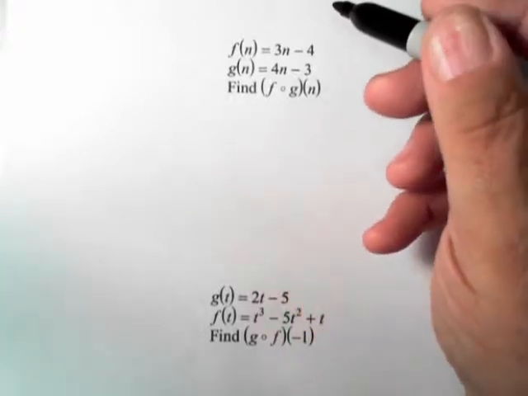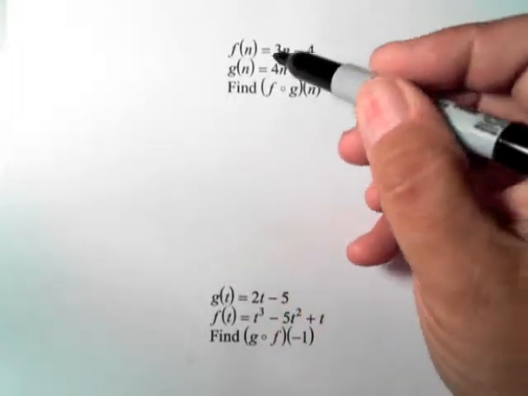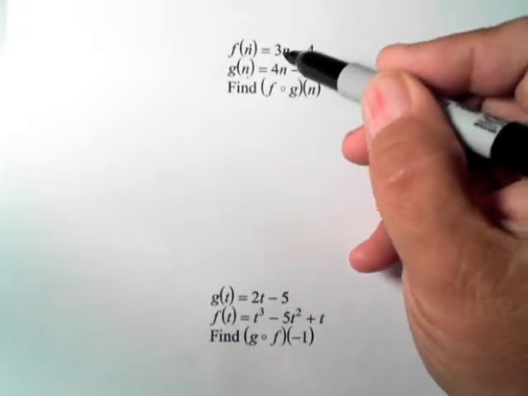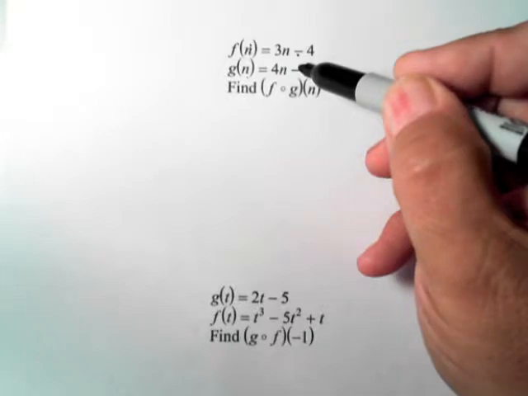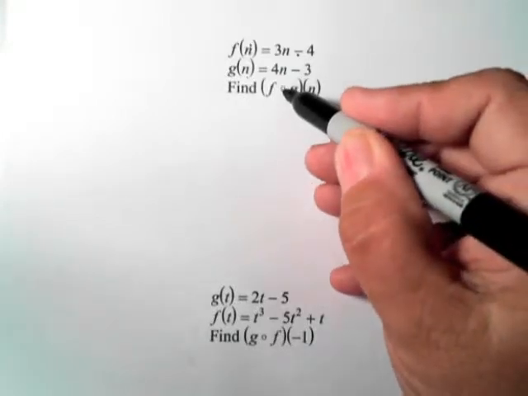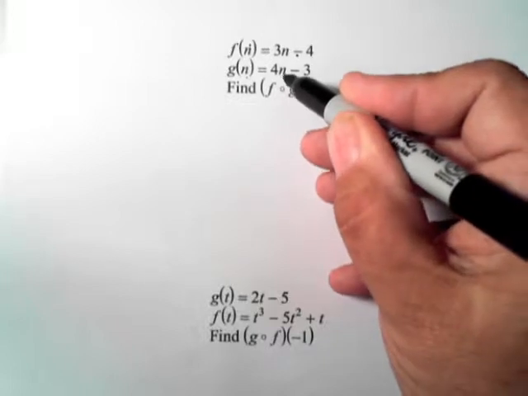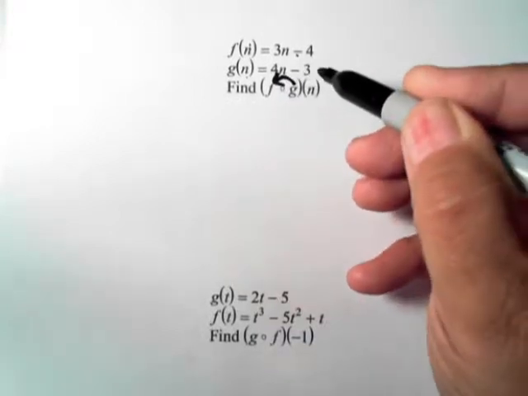Here are a couple more examples. Again, we have the beginning functions that we're using defined. f of n equals this, g of n equals this. We see that it's composition. We got that open circle. So the second guy gets plugged into the first guy.